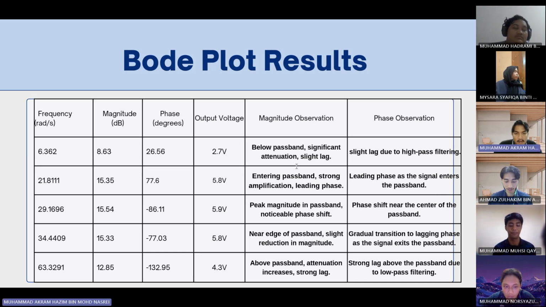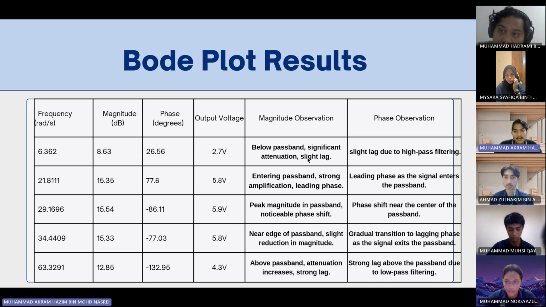Next, at 29.1696 radian per second, or approximately 4.64 Hz, the magnitude reached its peak value 15.54 dB, representing the highest level of signal amplification. The phase shift to negative 86.11 degree, indicating a noticeable delay, and the output voltage reached its maximum at 5.9 volt. This frequency represents the center of the passband, where the system operates at peak efficiency.